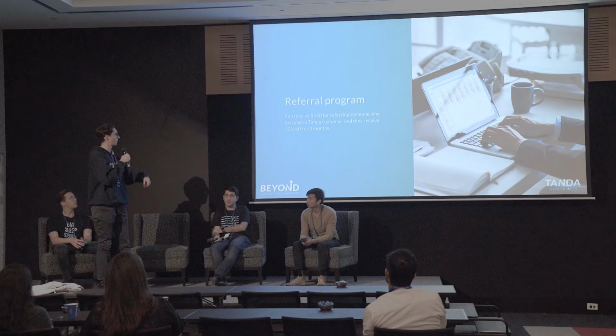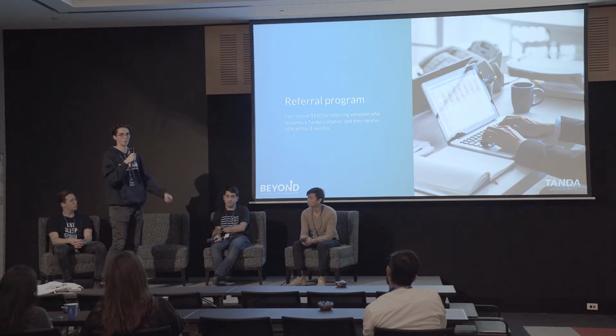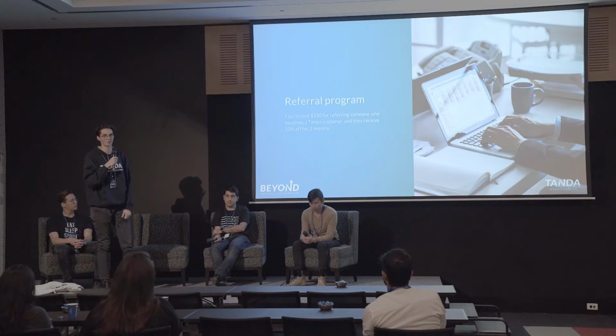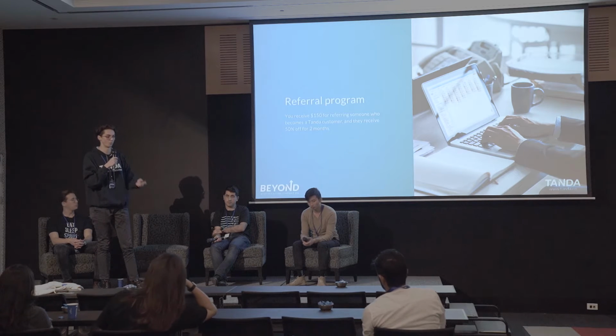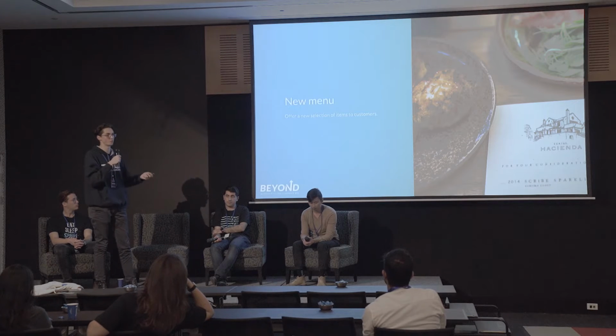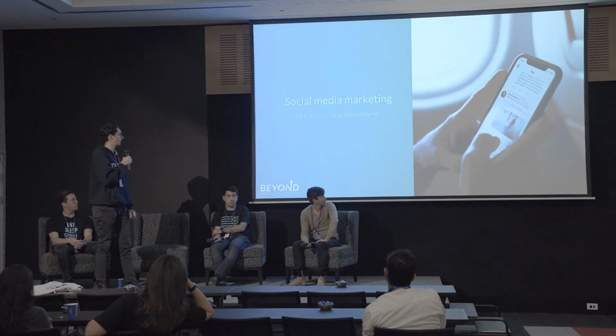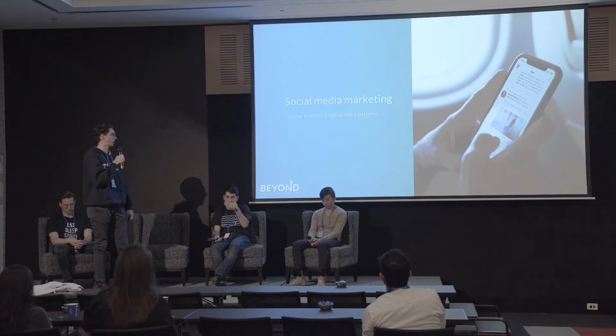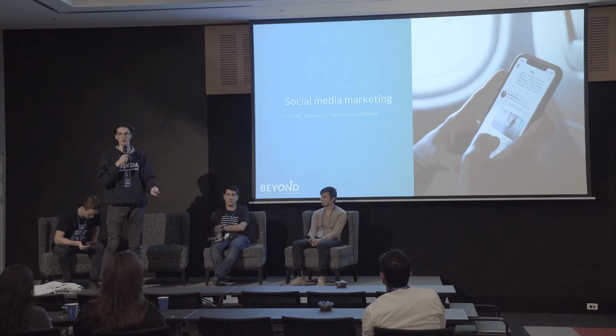We actually worked on a referral program, and if you can't read it, the text is a little bit small, but basically the program that we built was that you receive $150 for referring someone who becomes a Tanda customer, and that person gets 50% off for 2 months. If we apply this to the hospitality industry, perhaps you want to offer a new selection of items to customers. You can also apply the sprint process to this. Another example is social media marketing. Say you just want to increase the presence on social media platforms. Again, you can apply the sprint process to this.